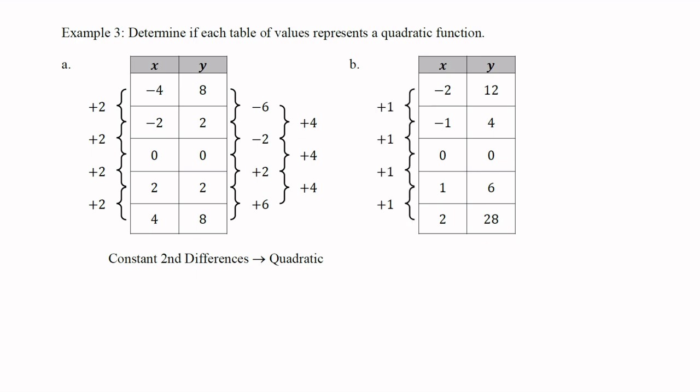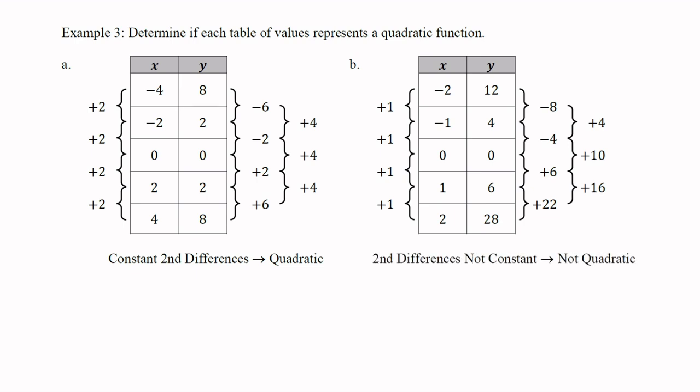For b, again, our x values have a constant change. So now let's check our first differences in our y's. We have minus 8, minus 4, plus 6, plus 22. Now let's check our second differences. We add 4, then we add 10, and right there we can already say that it is not quadratic because we do not have a constant second difference. Just to complete it, you can see further on, you add 16, it's most certainly not a constant second difference, so therefore it is not quadratic.